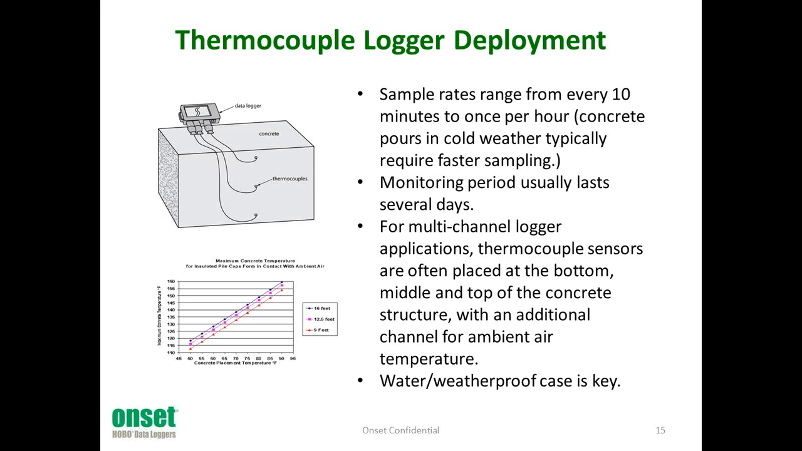For multi-channel logger applications, thermocouple sensors are often placed at the bottom, middle, and top of the concrete structure. An additional channel for ambient air temperature is also included in the Onset thermocouple data loggers. This combined information allows the end user to determine if temperature gradients have exceeded their contract specification. If so, corrective measures can be taken. A weatherproof enclosure is also a must to protect your data loggers from the elements.